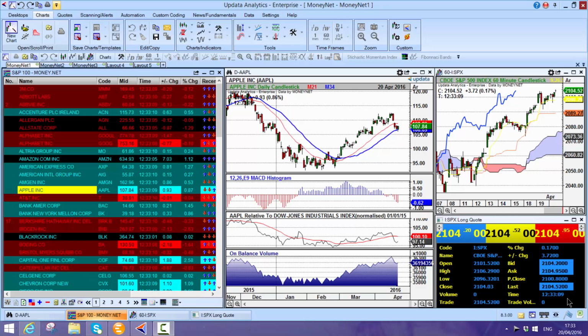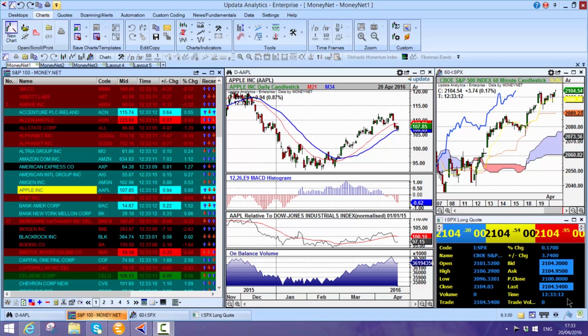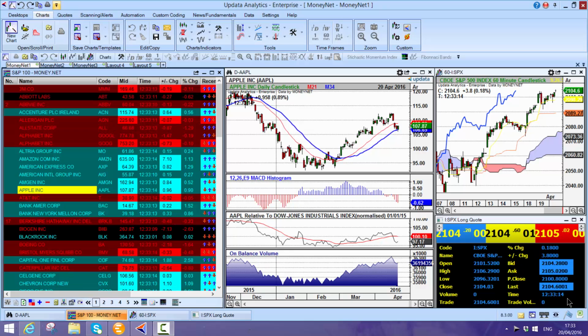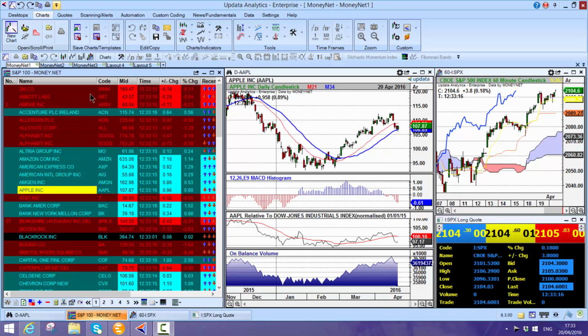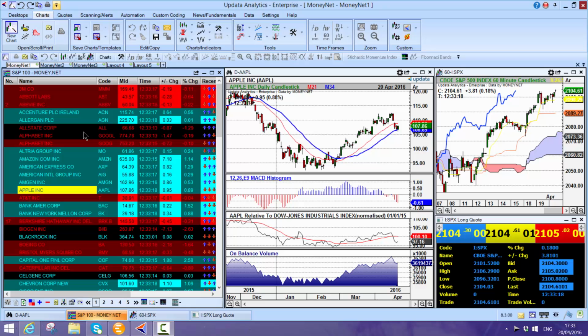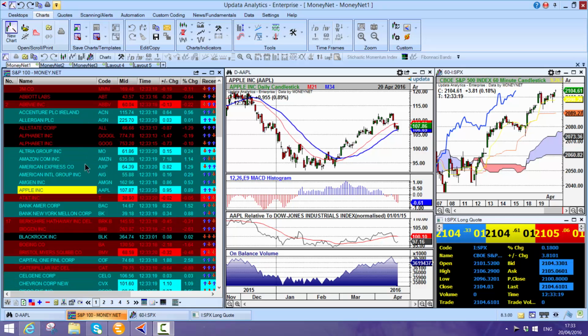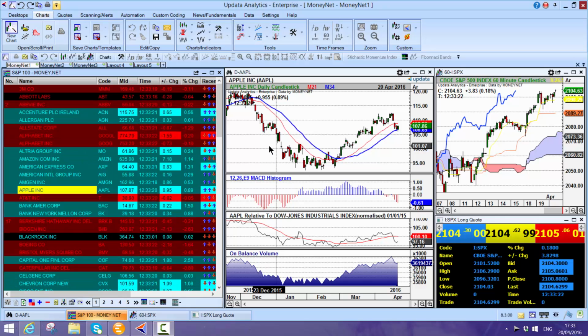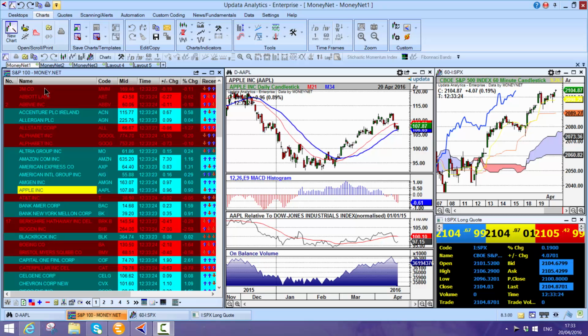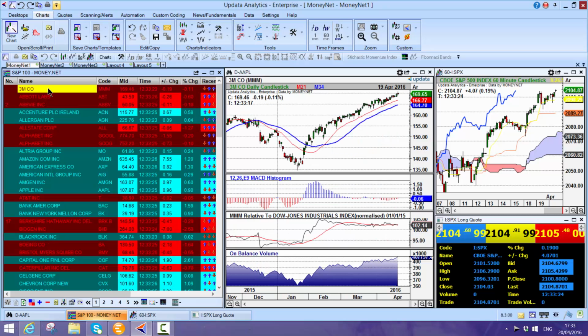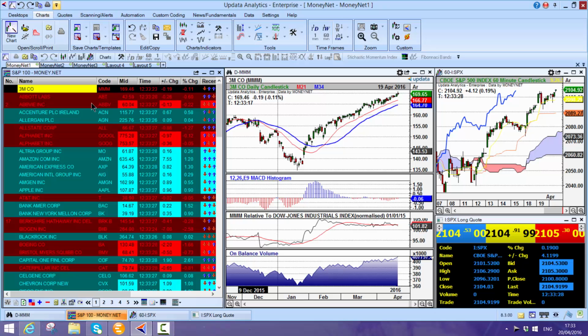So this is Updata Analytics running on the MoneyNet system, and what a great system it is. Super fast feed coming in here from MoneyNet. And the great thing about Updata, of course, is it takes all this data and allows you to do more advanced analytics. And we see here just the speed at which the charts move in Updata.